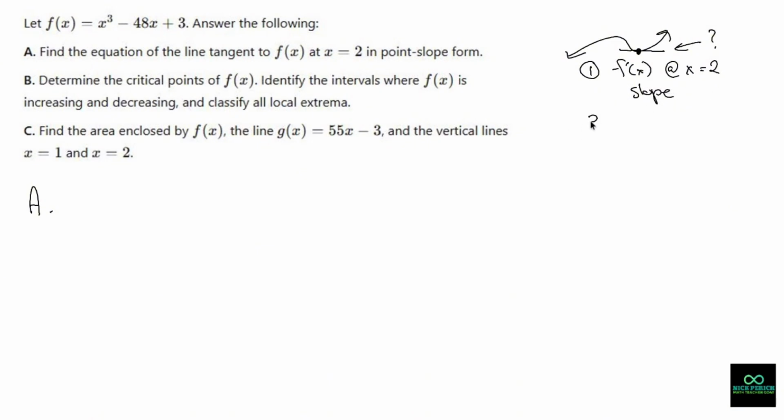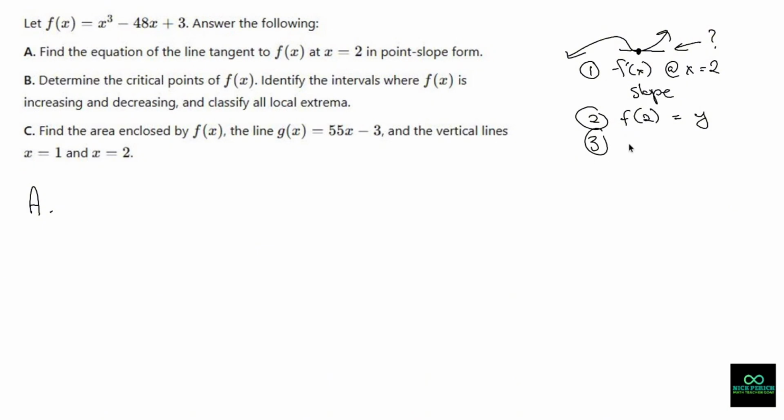Now, once we have our slope, we know that x equals 2. In order to use point slope form, which is what they want, we need a slope and we need a point. This will give us our slope. We have half a point. So the other point is to take f of 2, and that will give us our y value. By the way, yes, f of 2, not f prime of 2. F prime of 2 gives a slope, f of 2 gives us a point.